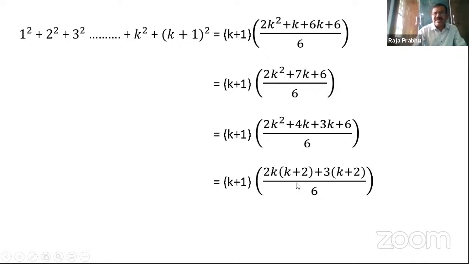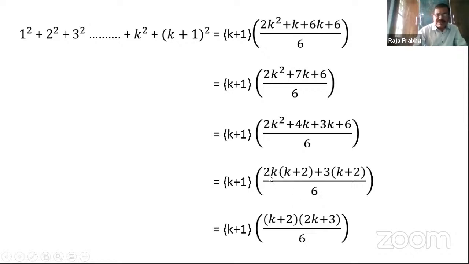Now children, it is very clear. Again k plus 2 is in common among these two terms. Okay, here k plus 2 is in common. So take out that k plus 2 common. Then what you will get here? k plus 2 into, the left out term is 2k plus 3.